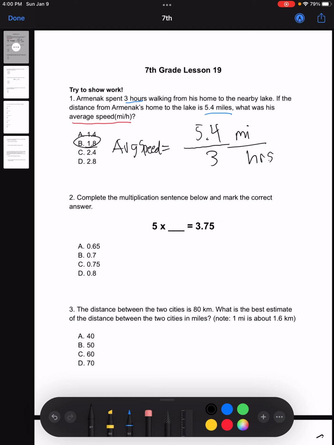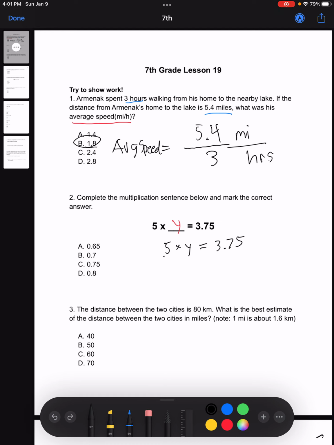Moving on. For number 2, complete the multiplication sentence below and mark the correct answer. We have 5 times some number is equal to 3.75. Well, in other words, we could treat this as an equation. Let's make the unknown number y. So we have 5 times y is equal to 3.75. Now we have a simple algebraic equation, and all we want to do is solve for y.